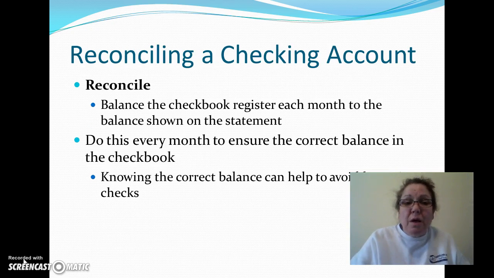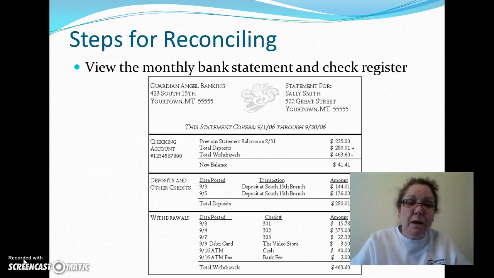So what do you need to do? Well, you need to balance your checkbook register each month so that it matches the balance shown on the statement. You do this every month to make sure that you have the right balance and you don't bounce any checks, because if you bounce checks, it will cost you more money.